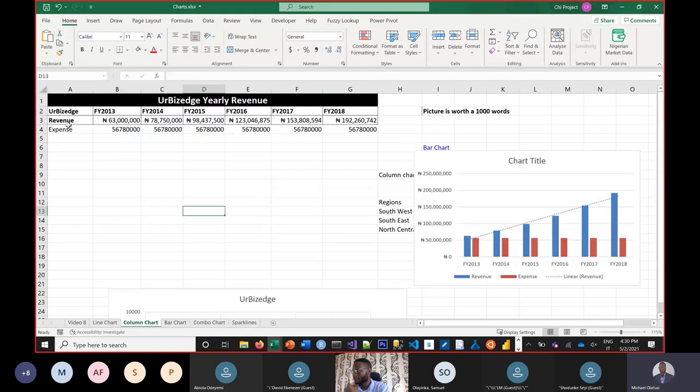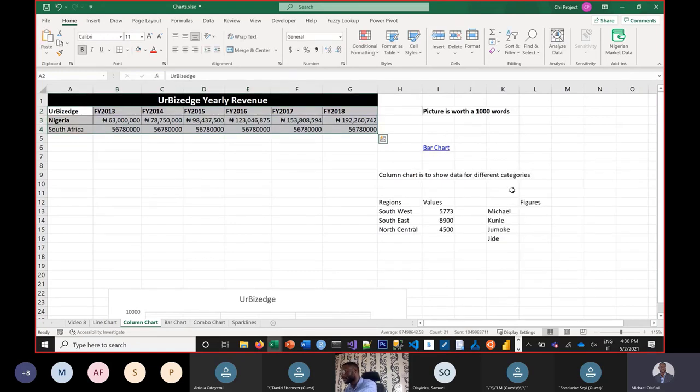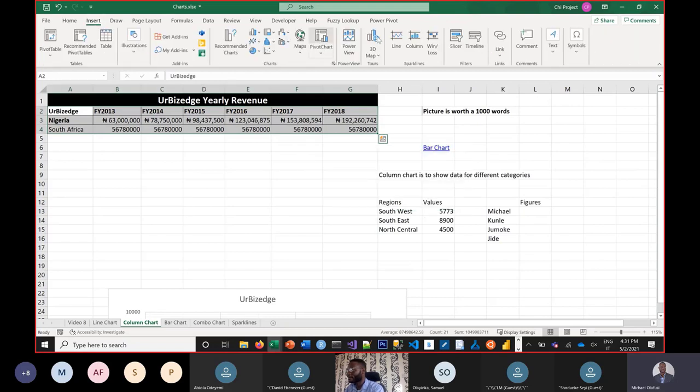So when you pick your chart, just to show something about what I'm saying, let's say this is our operations in Nigeria. These are operations in South Africa. Okay, so now, when I'm plotting a chart, let me delete all this so that you don't get distracted. When I'm plotting a chart, right?